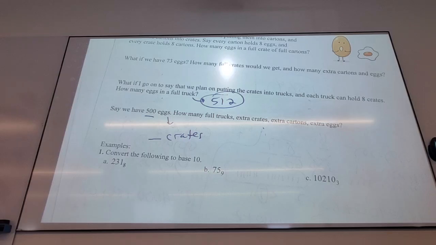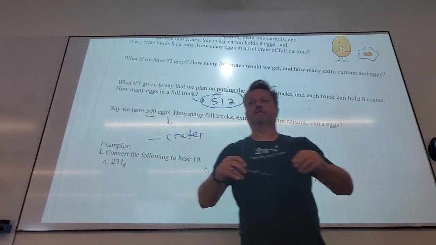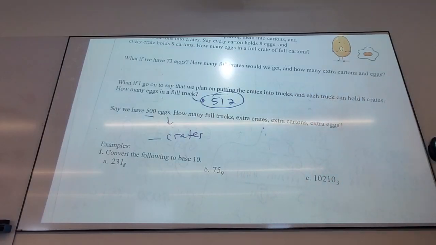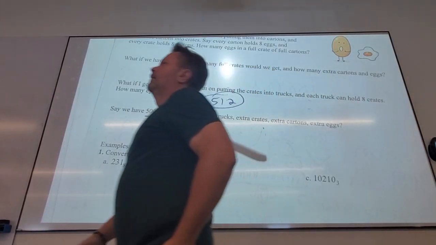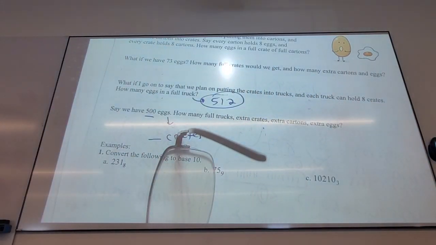So how many full crates can I make? How many 64s are in 500? 7. There can't be 8. 8 times 64 is 512. Too many. Somebody, I really want you guys with me. Somebody with me? Sort of.